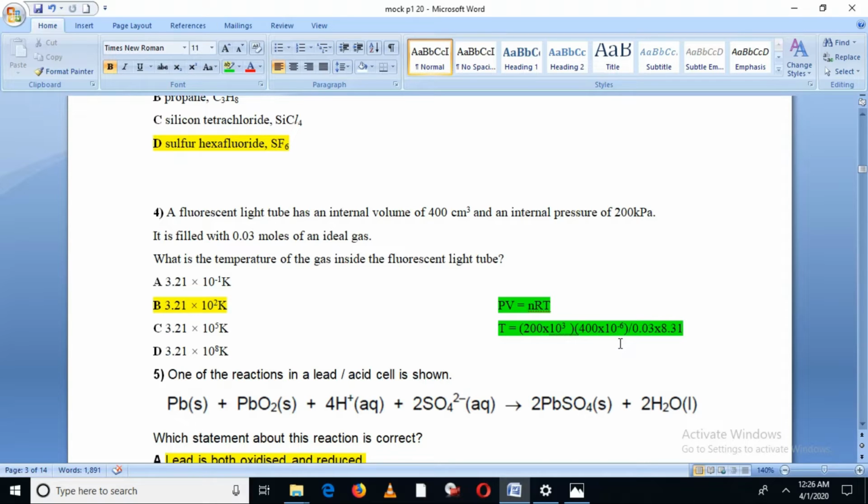So we divide the whole PV value by nR, where the number of moles is 0.03, and R is the gas constant, that is 8.31 joule per mole Kelvin. So if you calculate, the answer comes out to be 3.21 times 10 raised to power 2 Kelvin.